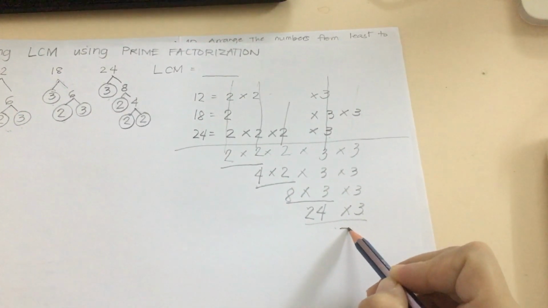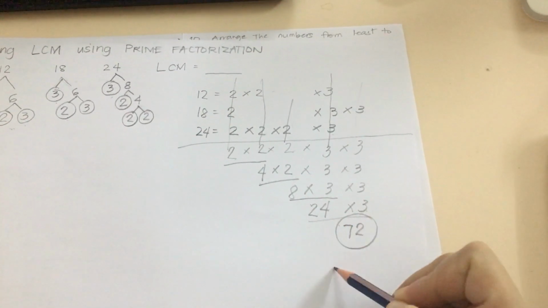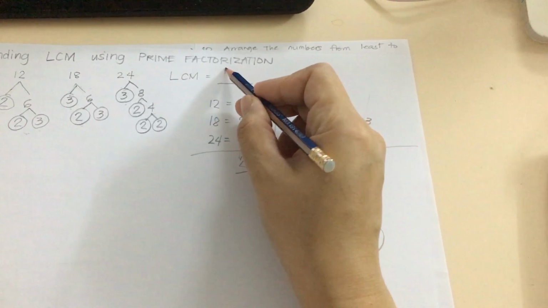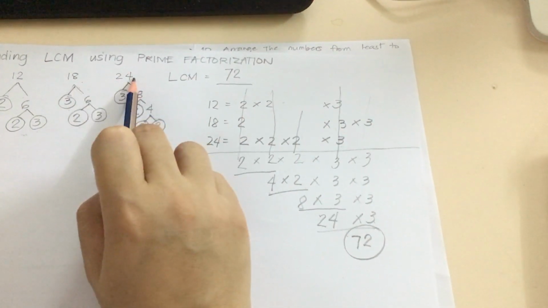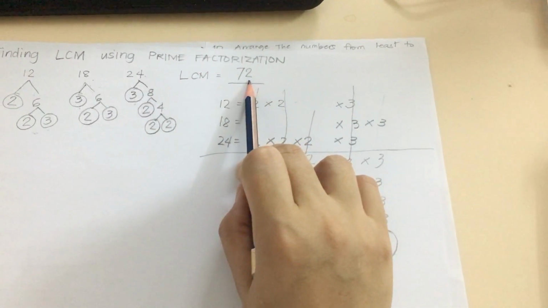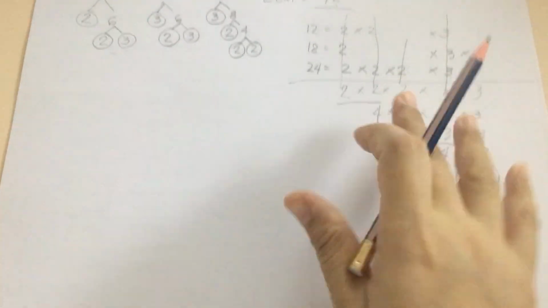Okay? 72. So it means our LCM will be 72. So the LCM of 12, 18, and 24 is 72. Okay? So let's have another example.